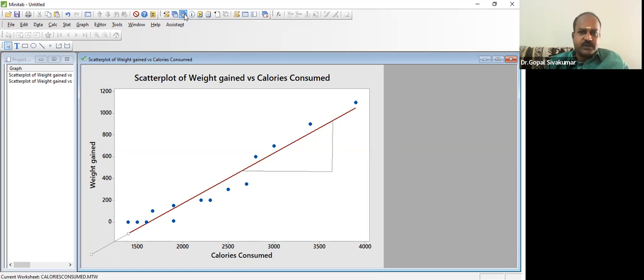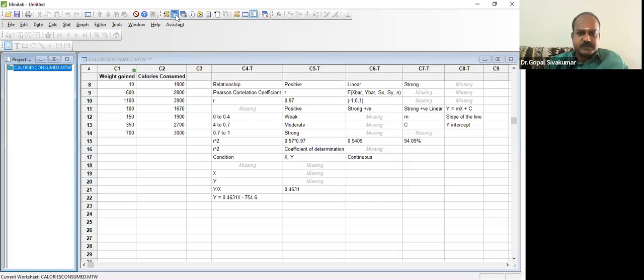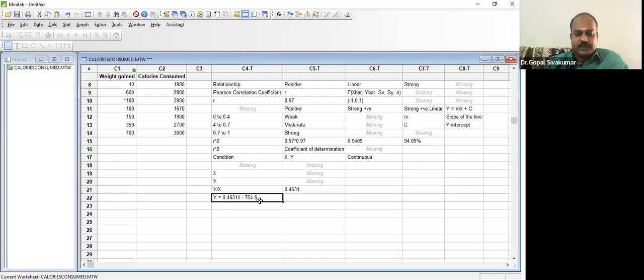And now what is that minus 754.6? That's here in the equation. Am I right? So this minus 754.6 is nothing but the y-intercept. The y-intercept is understood, and the m value also understood. That means you can write the regression equation yourself. Is it clear? Each and every piece of the regression is discussed. Am I correct? Yes.